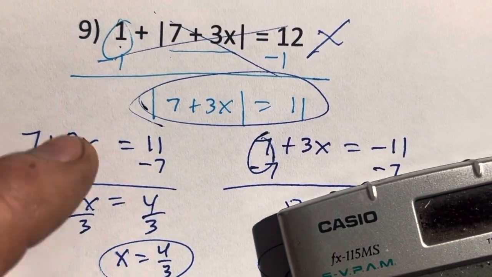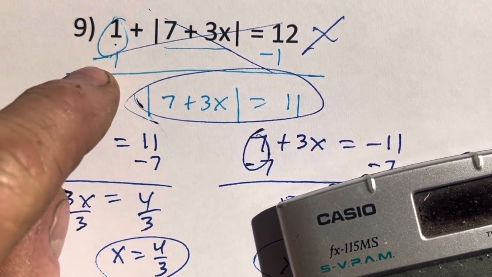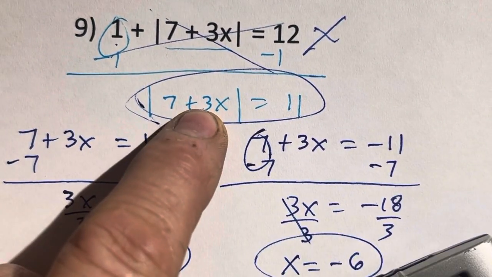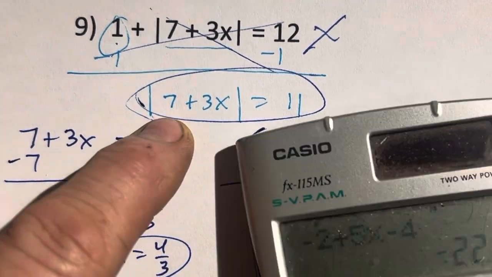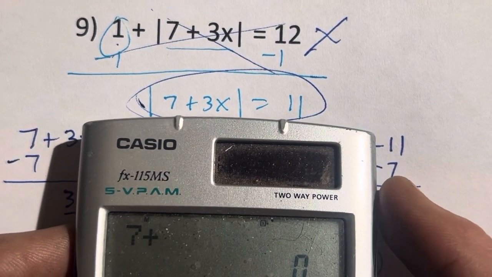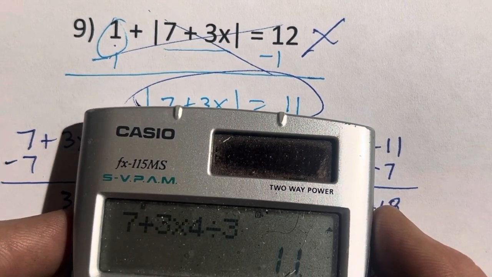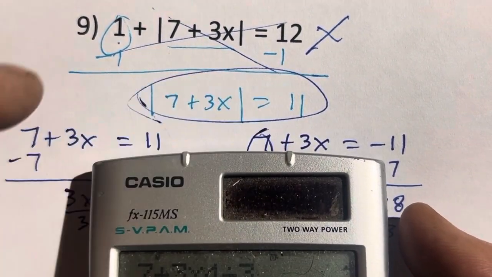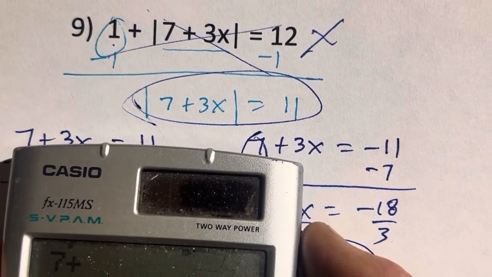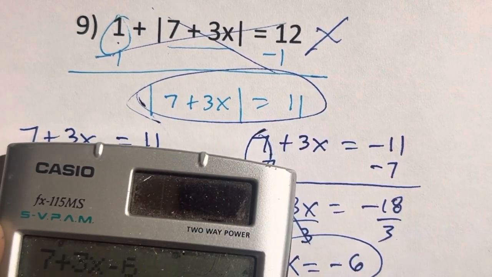Now, if I put them in, I really need to go to this to put it in and make sure it's right. I got to make sure I didn't make a mistake here when I subtract 1, but it's probably best just going right into here. So if I put 4/3 in, so I've got 7 plus 3 times 4/3, and that's 11. So the absolute value of 11 is 11. If I put negative 6 in, 7 plus 3 times negative 6, and that's negative 11. And the absolute value of negative 11 is 11. So they both work.